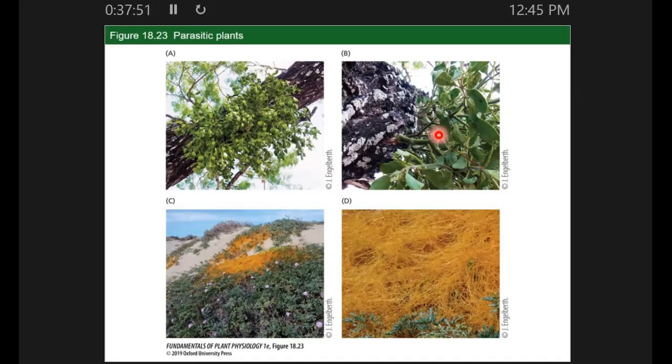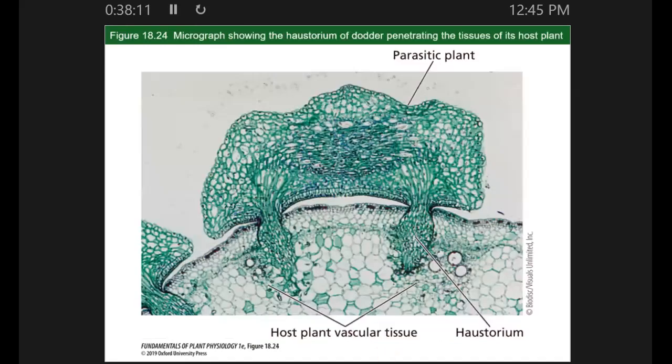But then the seed sticks right onto the branch. And then they do the videography where they show the root radicle coming out and plugging right into the branch and starting to plug into the phloem and siphon off the sugar. So, an extremely successful plant. And like I said, it could do photosynthesis on its own. It just chooses not to.